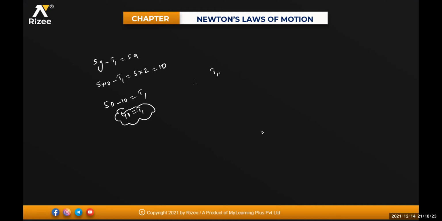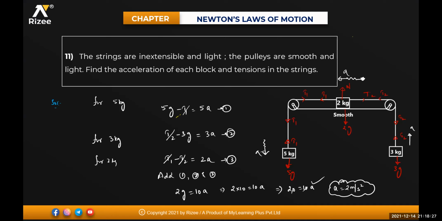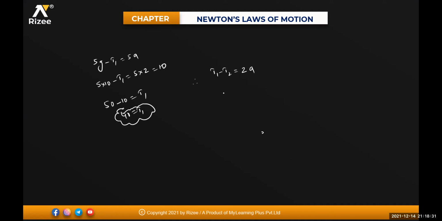Therefore, we know the relation T1 minus T2 is equal to what? T1 minus T2 is equal to how much? 2A, which is 2 into A. T1 is 40, T2 into 2 into 2, that will be equal to 4. So it is 40 minus 4 is equal to T2. That will be equal to 36. So T2 will be equal to 36 newtons. Got it? Very good. I hope everyone is clear with this one.